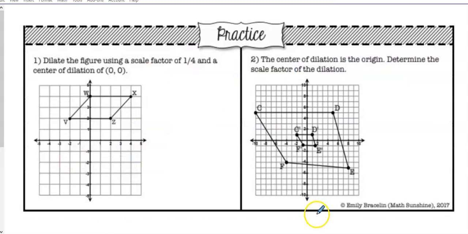So you have 2 problems for practice. One of them says dilate the figure using a scale factor of 1/4. So divide everything by 4. This means divide by 4. And the other one gives you 2 figures and it asks you for the scale factor. Remember that you only need 1 point to do that. I want you to try these on your own and be ready to discuss them during class. Tomorrow we will go over these during class, during our live lesson.